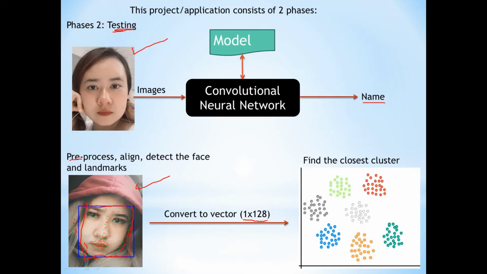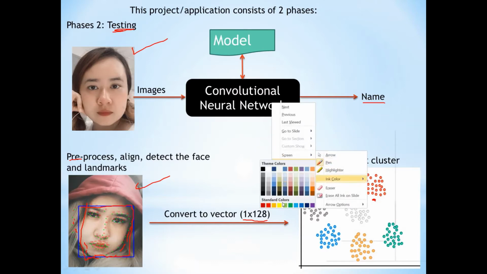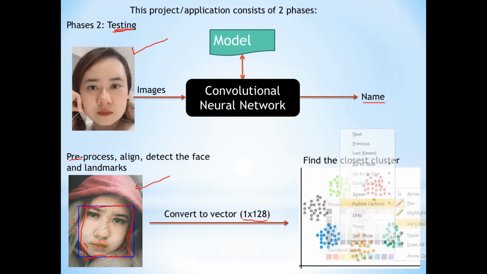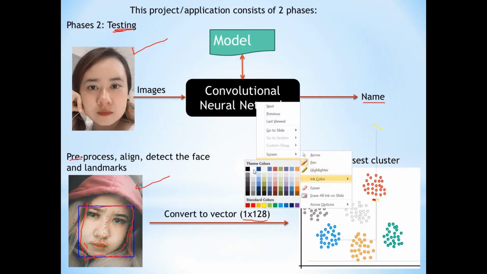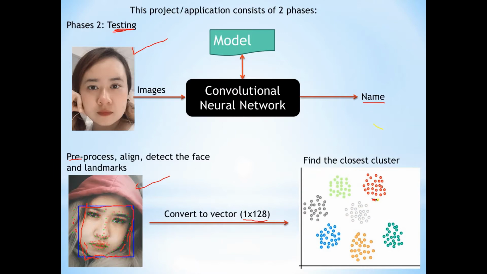After we convert it into a vector, this vector will be located somewhere, let's say around here. Let's say this image is located somewhere here. Then let's change the pen color to yellow. Is it obvious? Not really obvious, so let's change to black. We will calculate the distance of this image to all the other clusters.